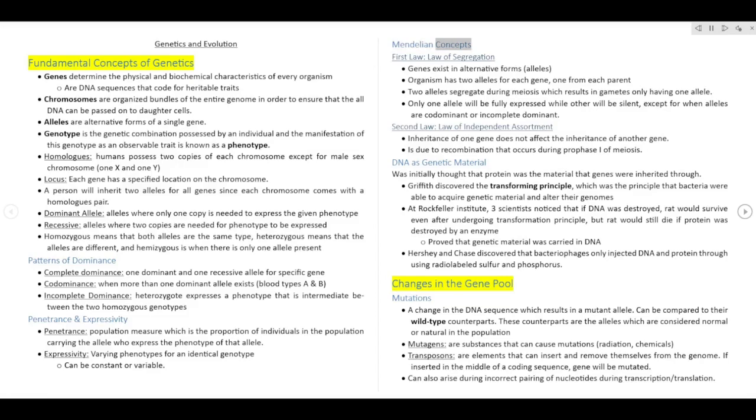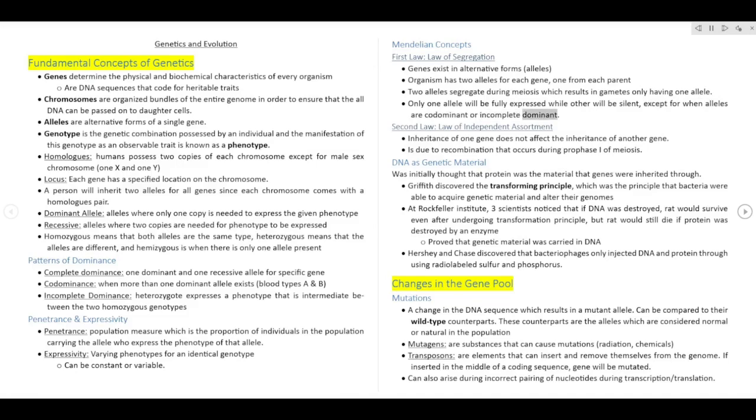Mendelian concepts. First law, law of segregation. Genes exist in alternative forms, alleles. An organism has 2 alleles for each gene, 1 from each parent. The 2 alleles segregate during meiosis, which results in gametes only having 1 allele. Only 1 allele will be fully expressed, while the other will be silent, except for when alleles are codominant or incomplete dominant.